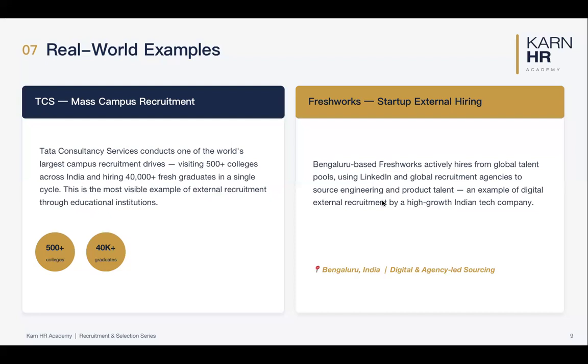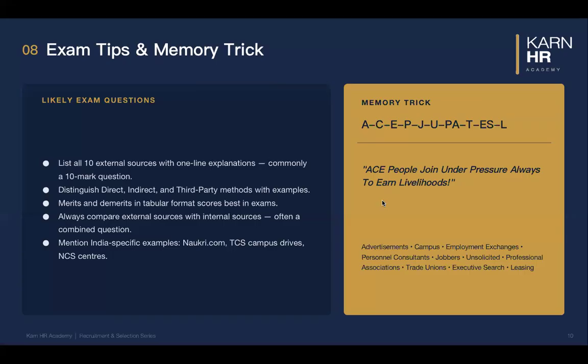So this was today's lecture. I have also given exam tips and a memory trick at the end of the lecture for exam purposes. This lecture is useful for all MBA and BBA students and candidates who are appearing for NET exams. It is also useful for any HR professional, who can take a reference from this lecture. Thank you so much for attending this class.